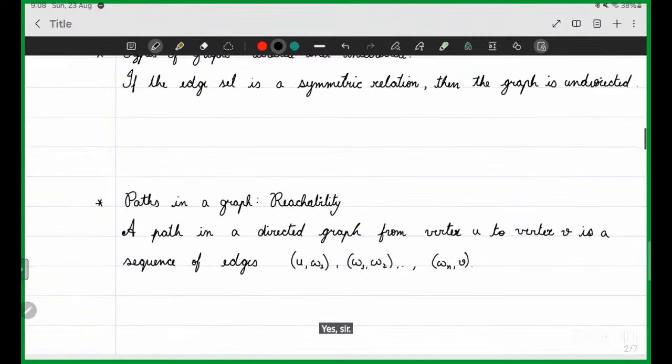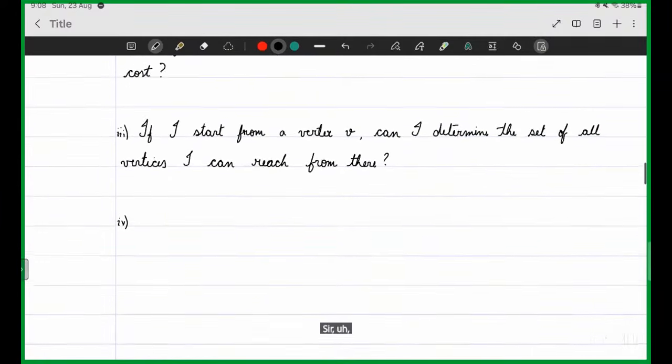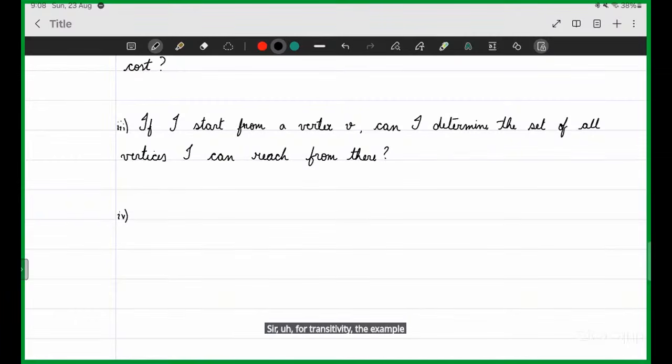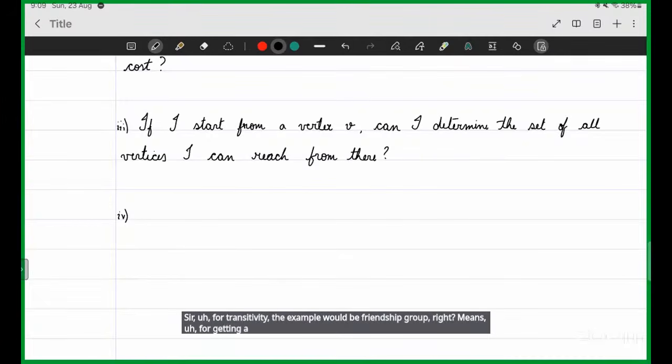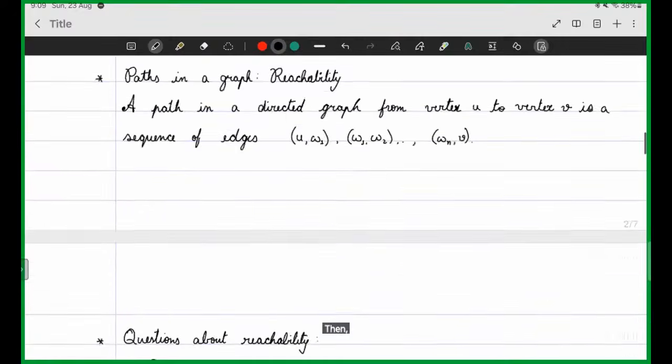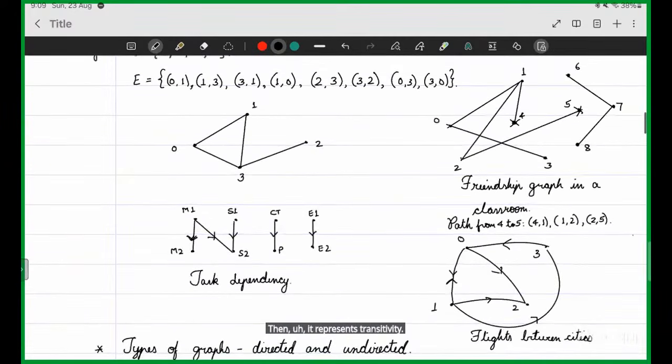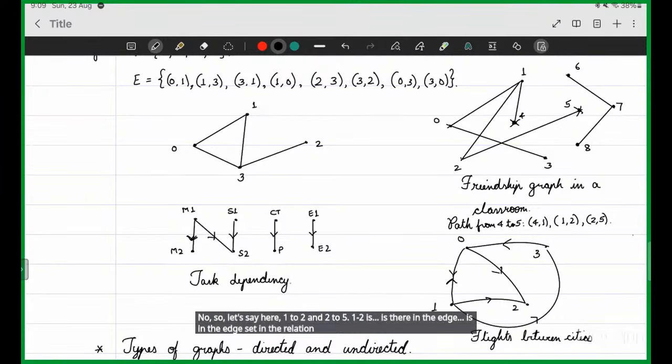Sir, for transitivity, the example would be a friendship graph, right? Means, for getting a friendship, let's say from 2 to 5 and then 5 to 6, then it represents transitivity. No, so let's say here 1 to 2 and 2 to 5. 1 2 is in the edge set, the relation. 2 5 is in the edge set, but 1 5 is not, right? So I can be friends with some person, and that person could be a friend with some other guy I'm not friends with. It's not a transitive relation.